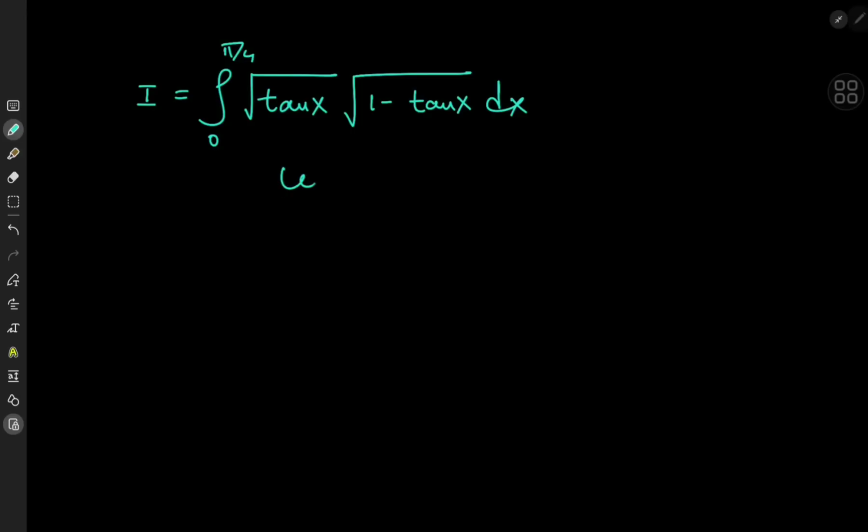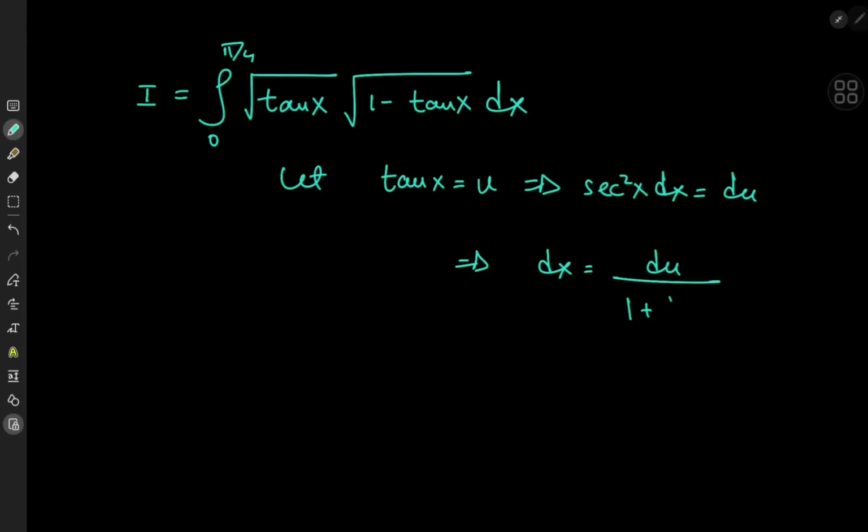by invoking the substitution of letting tangent x equal u, which implies that the squared secant of x dx equals du. And this further implies that dx equals du divided by the squared secant, which is 1 plus the squared tangent of x. And as per our substitution, the squared tangent is just u squared. So we have dx divided by 1 plus u squared as the new differential element. And as far as the limits are concerned, as x approaches 0, u approaches tangent 0, which is 0. And as x approaches pi by 4, u approaches tangent pi by 4, which is 1.